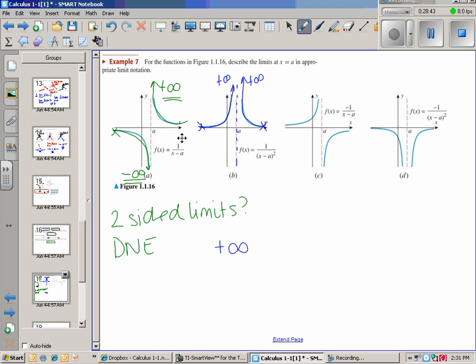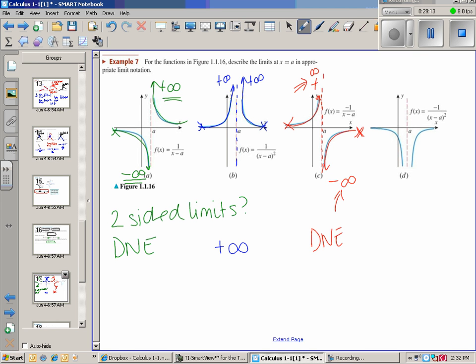Okay, we come over here. Here is a. Again, we don't actually care what's happening at a, only at values very, very close. From the left, tracing the graph, we go to plus infinity. Starting on the right, tracing the graph towards a, we're going to negative infinity. Again, a positive infinity and a negative infinity: the limit does not exist.